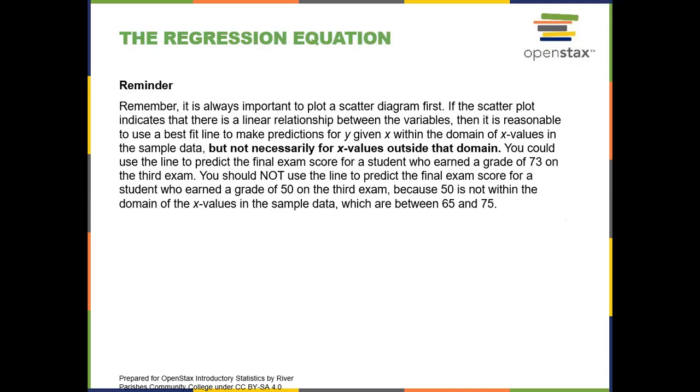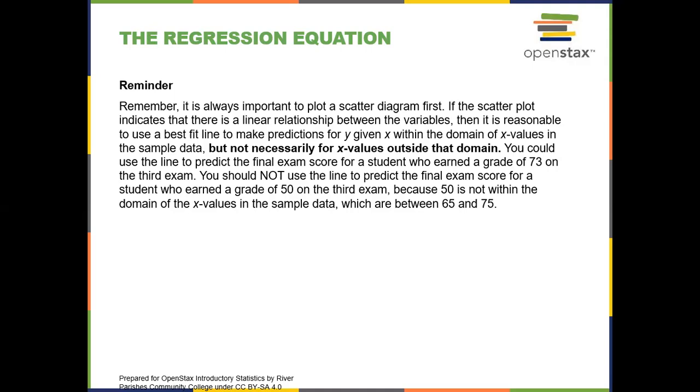Remember, it is always important to plot a scatter diagram first. If the scatter plot indicates there is a linear relationship between the variables, then it is reasonable to use the best fit line to make predictions for y given x within the domain of x values in the sample data. What does it mean? It means if you're asked to predict a y for a given x, make sure that x is within the range of the given values of x.